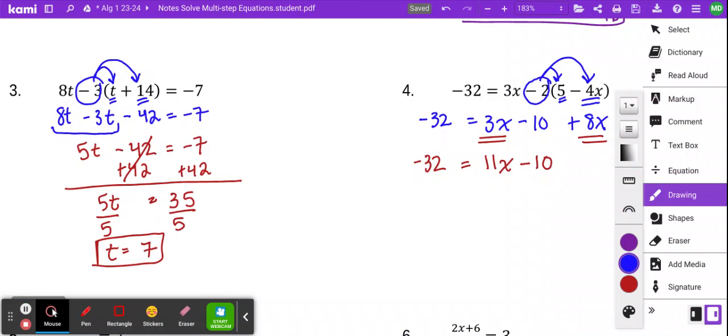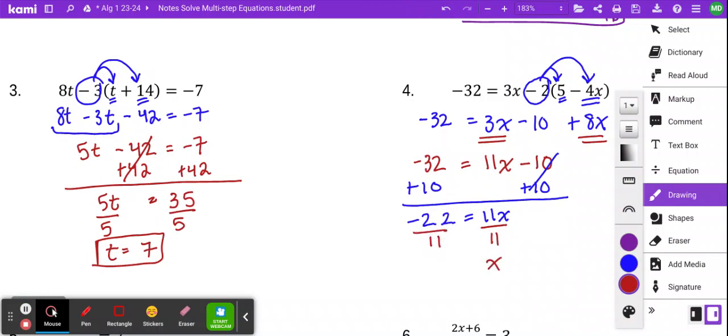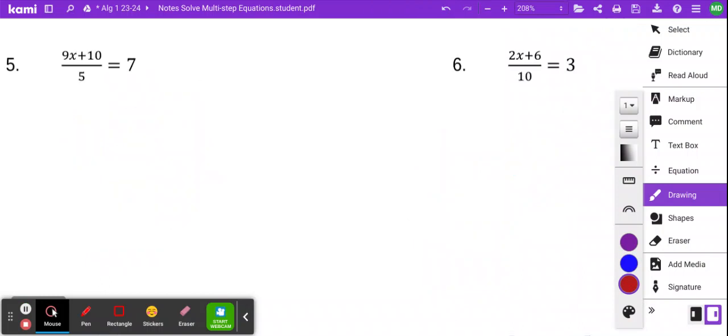And now we can follow that two-step equation. Undo subtraction with addition. 11x is equal to that negative 32 plus 10 more, a negative 22. Last step, get that variable all by itself. Divide by that 11 both sides, and x is equal to a negative 2. Go ahead and try numbers 5 and 6.